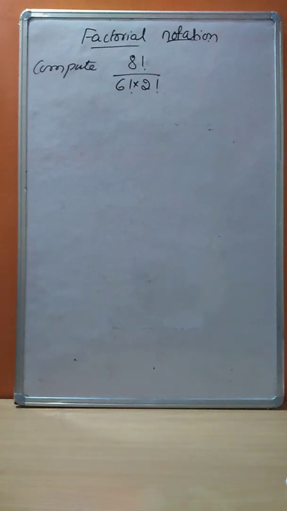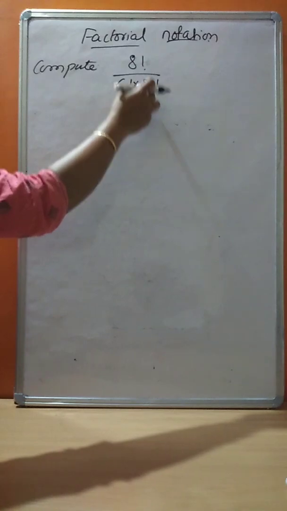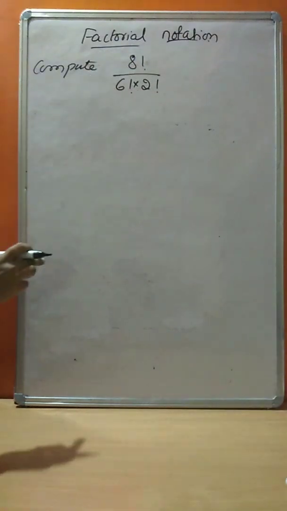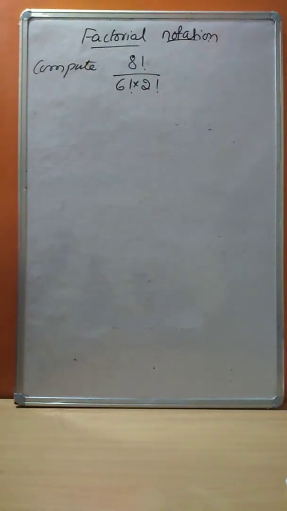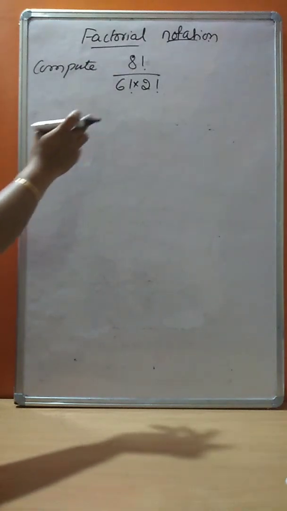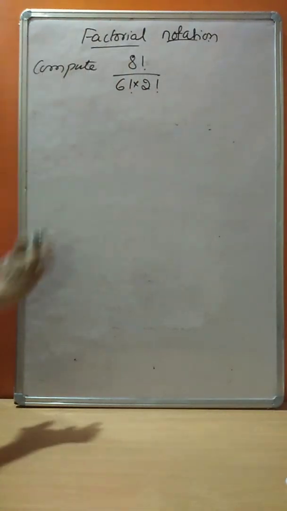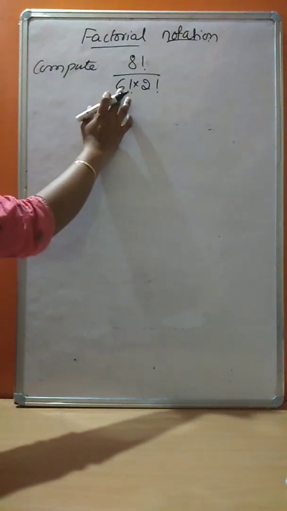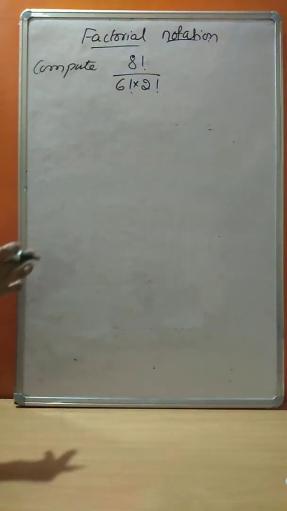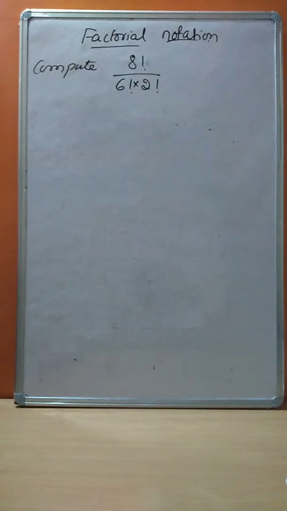Next problem. Compute 8 factorial divided by 6 factorial into 2 factorial. Don't do 6 plus 2 is 8 and cancel the 8 factorial. You should not do it like this. Among them, which one has the highest factorial? 8 factorial is the numerator. The denominator is 6 factorial into 2 factorial.